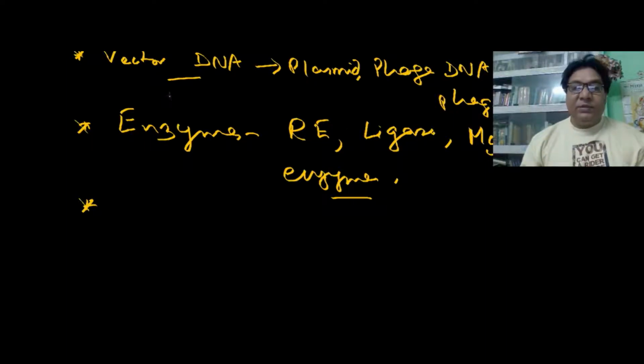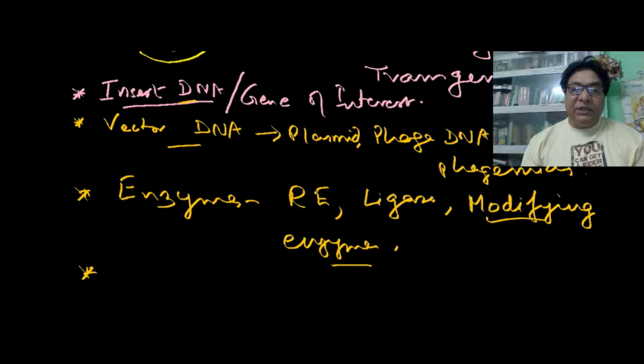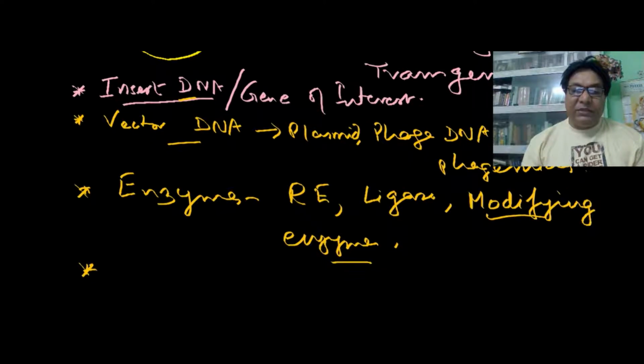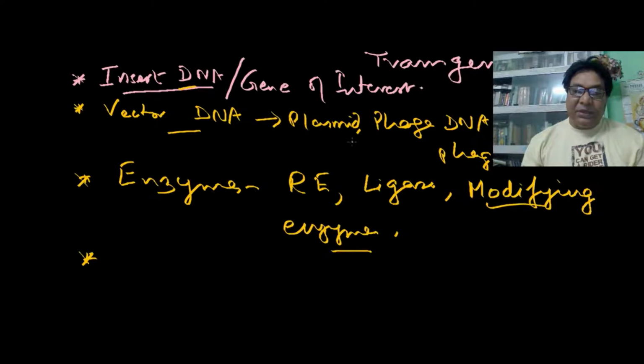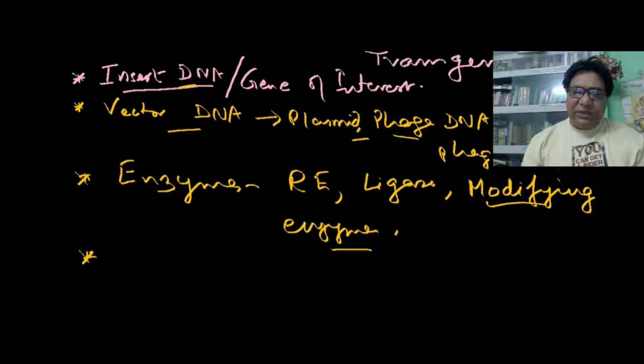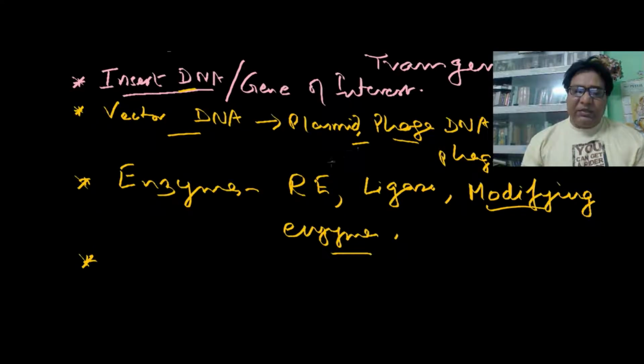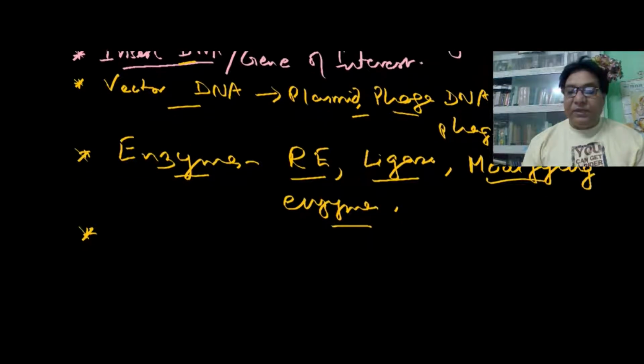So we were enumerating the steps involved in genetic engineering. First of all, we saw that you require insert DNA or gene of interest to be isolated, then vector DNA is required to be selected, that it may be a plasmid DNA or phage DNA, and many other different types of vectors are there. Any one of them might be required depending on the purpose. Enzymes of different types are required. Most important among them are restriction endonuclease, ligases, and different types of modifying enzymes.